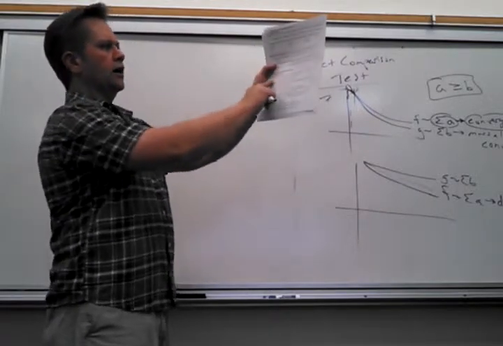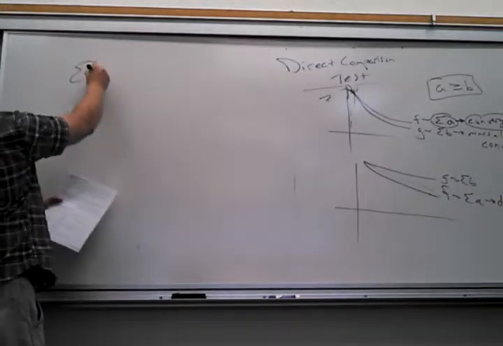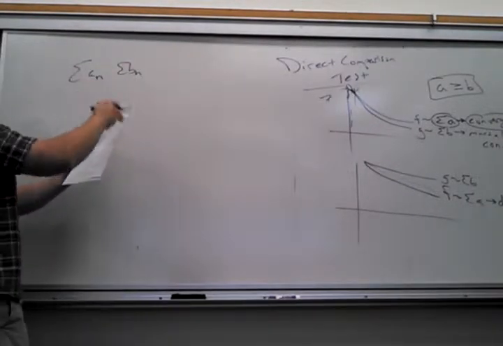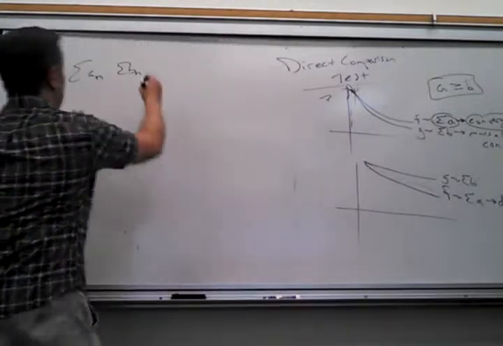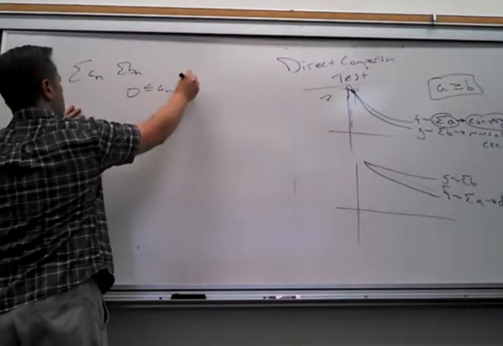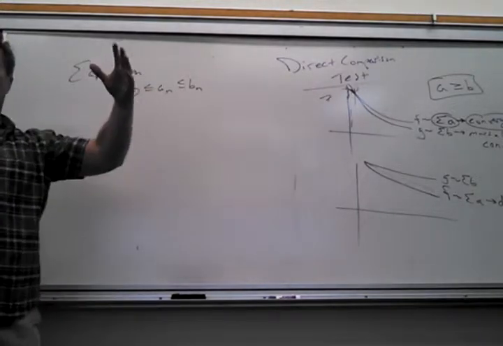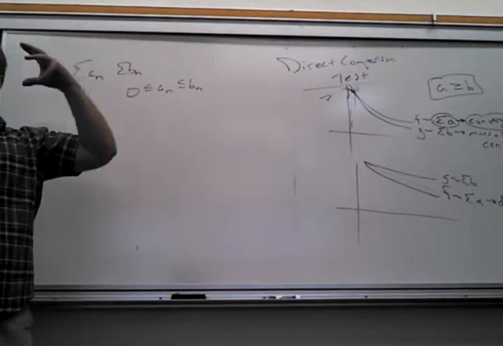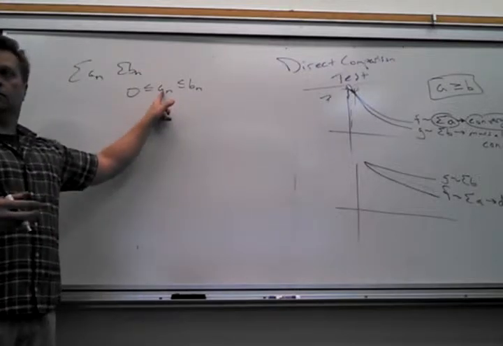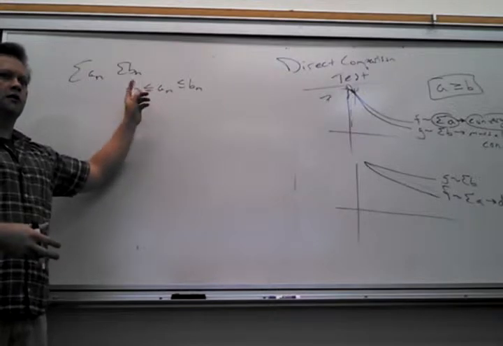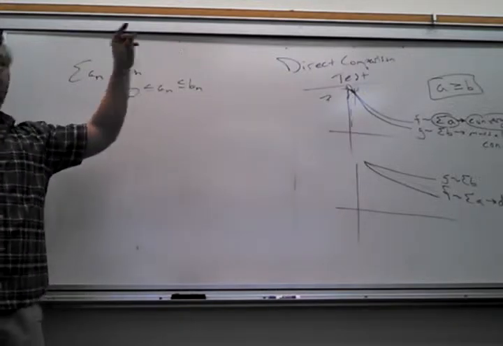Suppose that sum of AN and sum of BN are given. They're positive terms, and we have 0 less than or equal to AN less than or equal to BN. So BN is bigger than AN. Which one of these could be the ceiling? B could be a ceiling for A, because B is bigger than A. And which one could be the floor? A could be the floor for B.